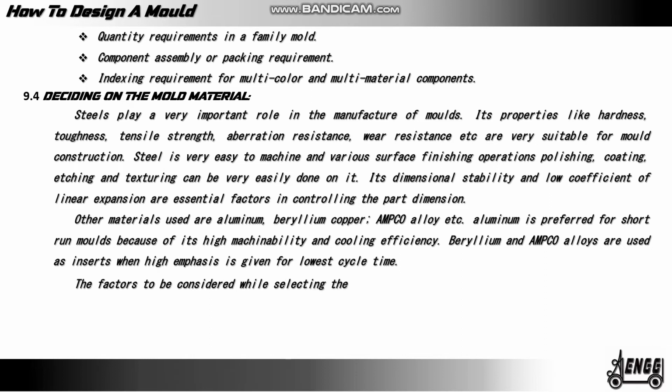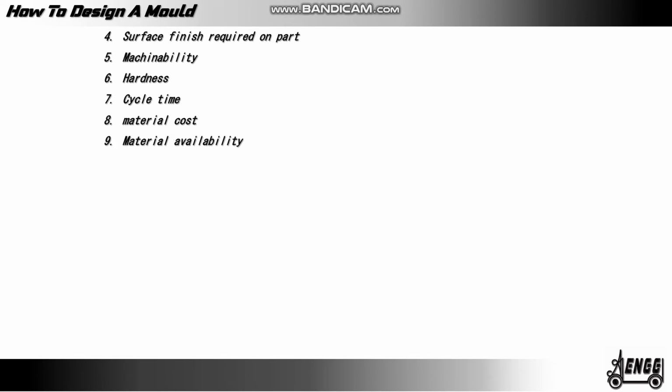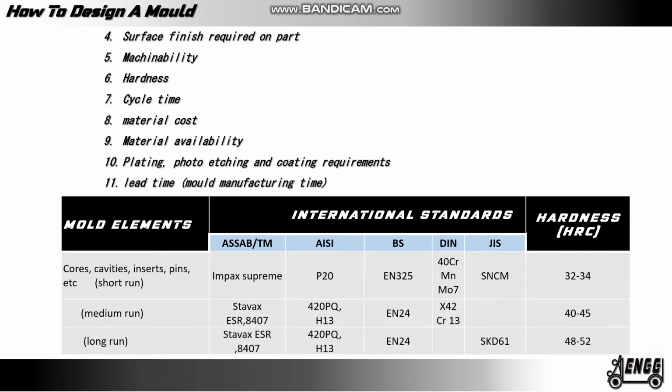The factors to be considered while selecting material for mold elements are mold life, mold quality, plastic material, reinforced, corrosive, etc. Surface finish required on the part, machinability, hardness, cycle time, material cost, material availability, plating, photo etching and coating requirement, lead time, mold manufacturing. The below table will give an idea about what kind of material can be used for different mold elements and its hardness, with equivalents in different standards listed below.